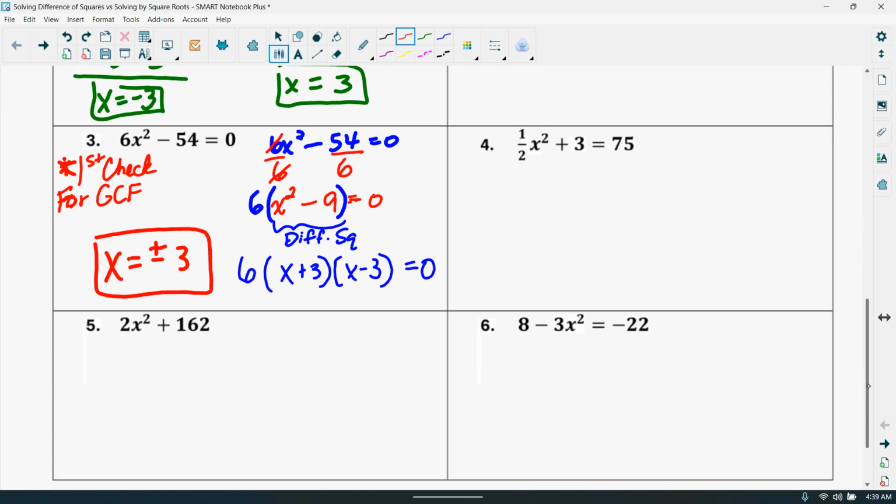All right, let's try another one. Let's look at number 5. The first thing I have to look at is this 2. I'm asking myself, can it go into the 162? It can, because they're both even. So we're going to divide both terms by 2. I'm going to put that 2 that I'm dividing in front of my parentheses. And now I'm just going to simplify it.